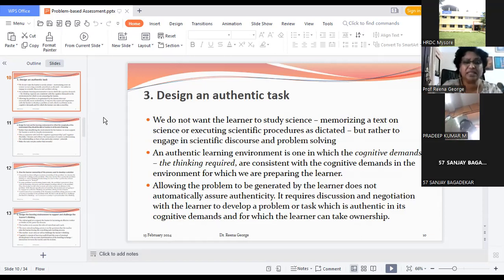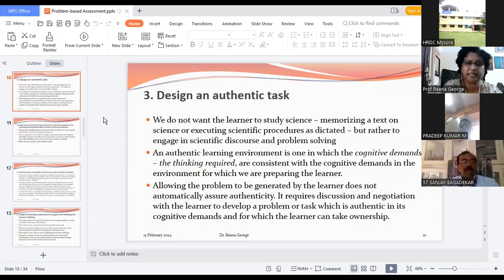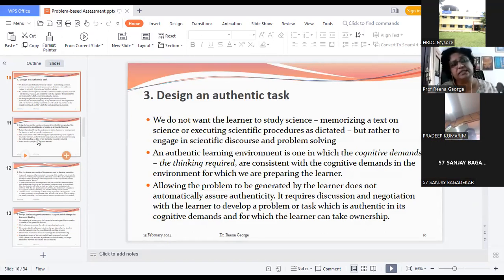We know Ausubel's meaningful verbal learning. Just like that, in constructivism, the learner should be convinced of the authenticity of the task. The teacher must be able to convince them that this is what is demanded from you. You must think along these lines. Only if you think in this direction, you will end up with this solution. And if they proceed in that manner, knowledge will be generated.